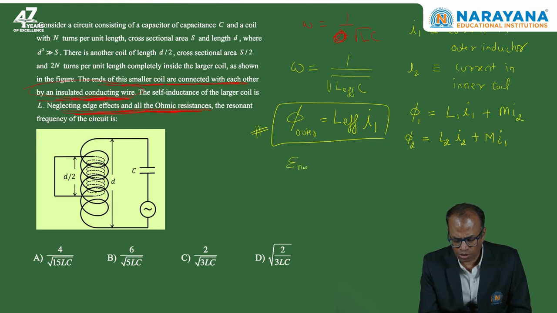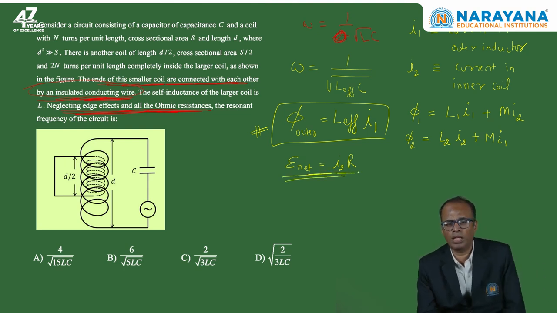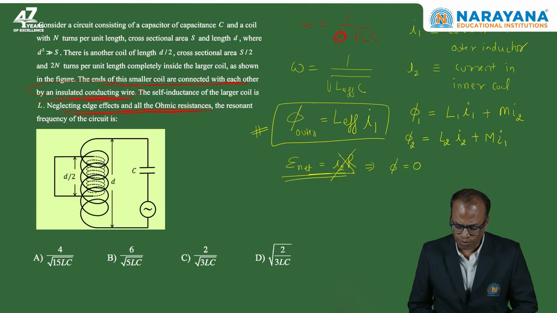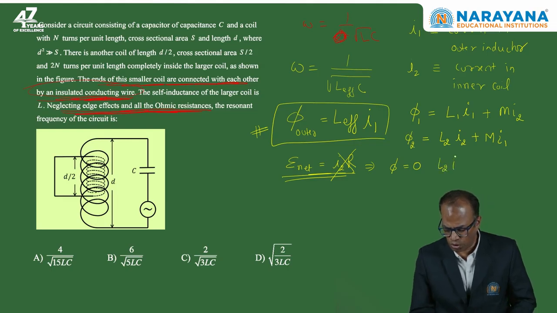In a general circuit, we should have net EMF is equal to current times resistance. So for the second coil, Kirchhoff's law equation should become net EMF is equal to I2 times R. Since R is 0, the net EMF must be 0, and therefore the flux in it should always remain 0, because it was initially 0. So I should get L2 I2 plus M times I1 is equal to 0. From here I can calculate the value of I2 as minus M I1 by L2.